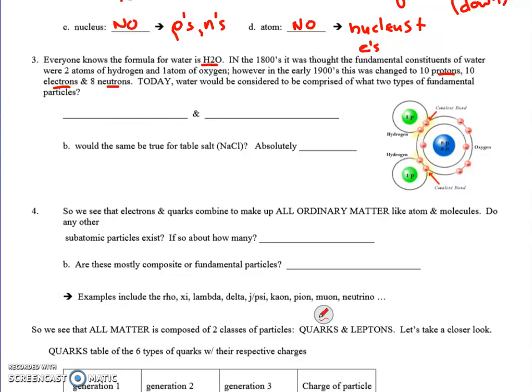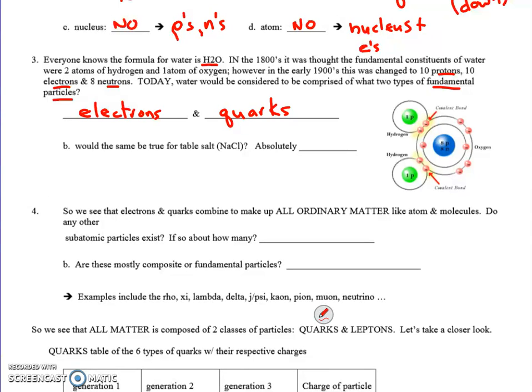In the 1900s, we found that the atom is made up of protons, electrons, and neutrons, and for water, it's specific numbers. So if we ask the question today, water would be considered to be comprised of what 2 types of fundamental particles? Well, in the 1900s, protons, electrons, neutrons, are those fundamental? We've already answered that. Electrons, yes, so that's fundamental, but not protons and neutrons, because they're made up of something smaller, and that something is quarks, as we mentioned earlier. Okay, so notice how our vision of a molecule has changed. It's gone from 2 types of atoms to 3 types of atomic particles to 2 types of fundamental particles.